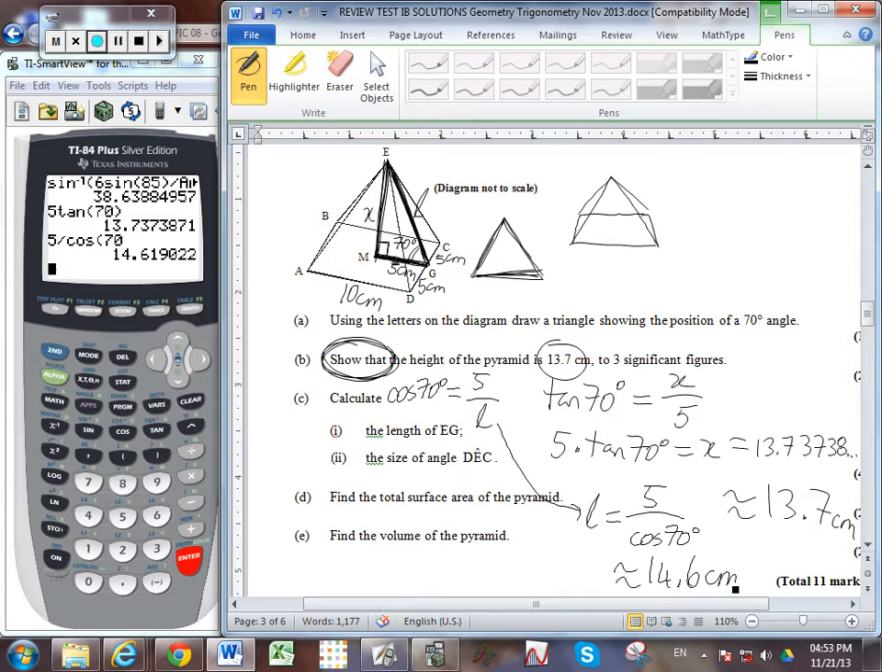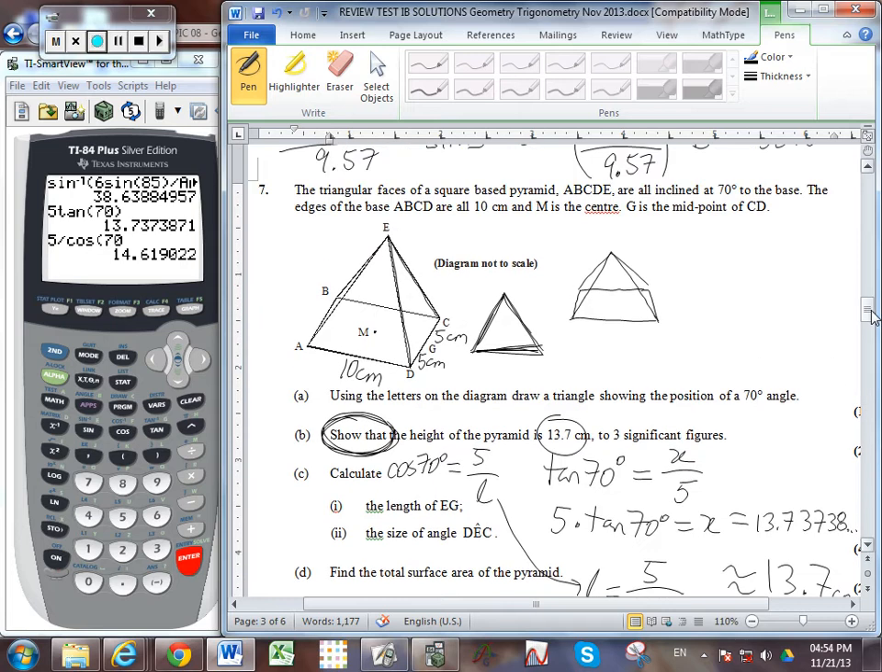Part double I, the size of angle DEC. Ooh, DEC. All right, let me get some of this other stuff out of the way so I can think about this fresh. So these were 5 centimeters each. Okay, DEC. Have I been given any information about the lengths? Oh, look at that. No, it's the same.